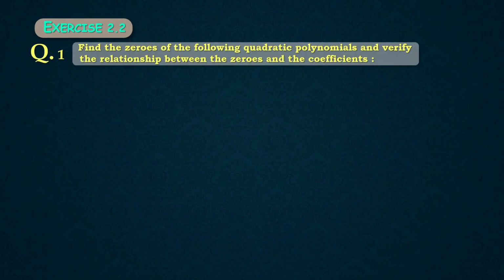Now let us solve exercise 2.2, question 1, part 2. We are given a quadratic polynomial 4s squared minus 4s plus 1. Our first step is to find the zeros of this polynomial. To factor this expression, we multiply the coefficient of s squared and the constant term. 4 multiplied by 1 gives 4. Now we need two numbers whose product is 4 and whose sum is minus 4. Those numbers are minus 2 and minus 2.